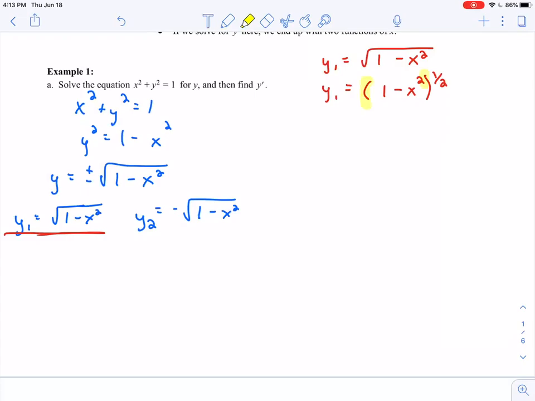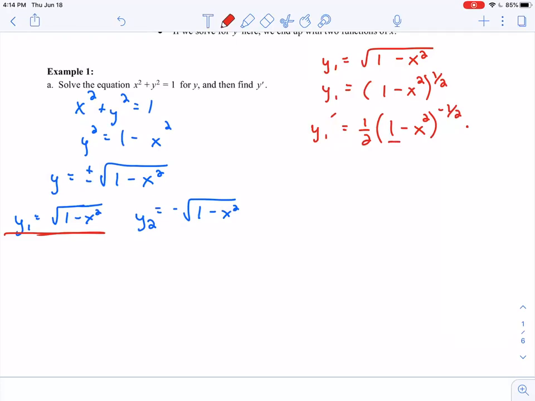I notice these parentheses and I say, boy, this looks an awful lot like the chain rule. So my inside part would be my u. u would be 1 minus x squared. So if I were to take the derivative, let's see if we can do that a little bit quicker this time. y1 prime, I'm going to multiply by my power, so 1/2 times, inside part stays the same, 1 minus x squared, subtract 1 from my power, now raised to the negative 1/2 power, times the derivative of the inside part.